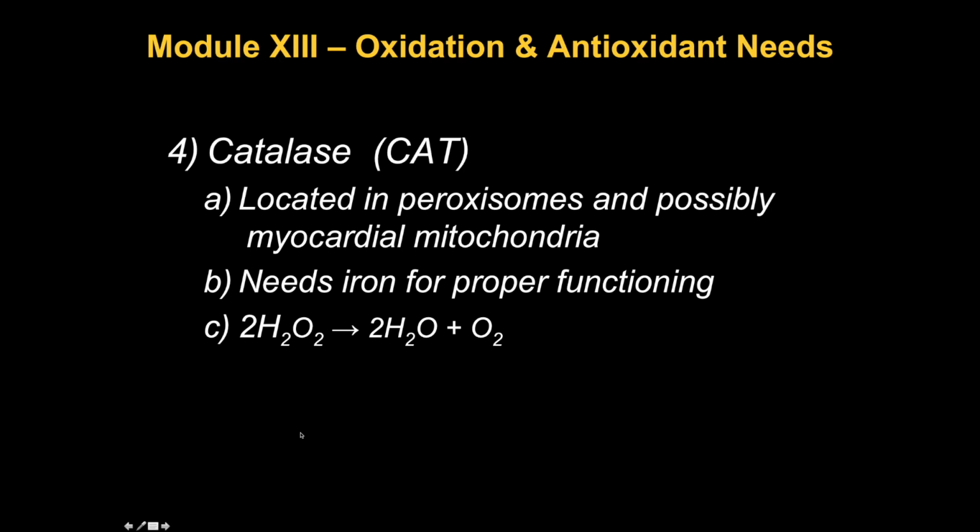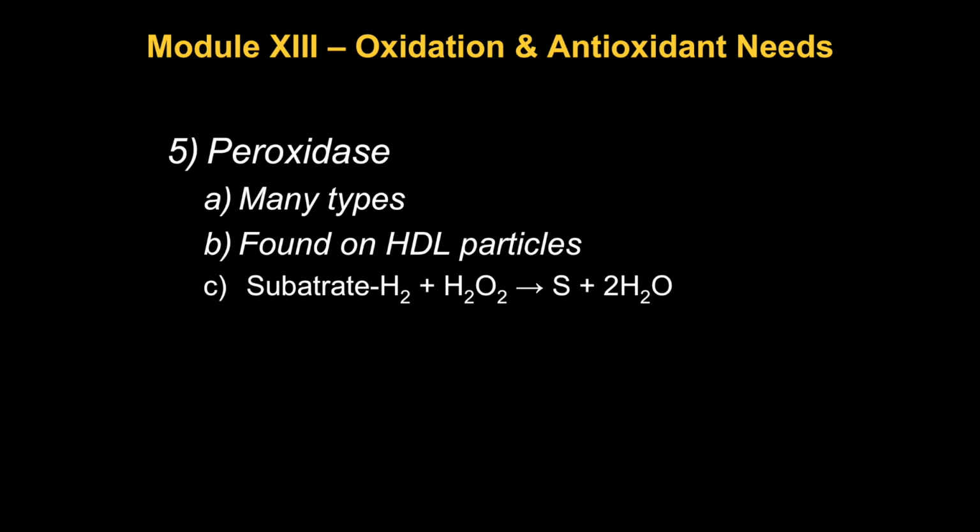Then there's catalase, which is located in peroxisomes and perhaps even myocardial mitochondria. Again, we need this enzyme so that we can facilitate the proper functioning of these reactions. Iron is a good example of this, so that we can properly utilize iron and not allow it to interact with free radicals and cause further damage. Then there's peroxidase, which is found on HDL particles. Its function is to protect HDL against oxidative damage and free radical generation.